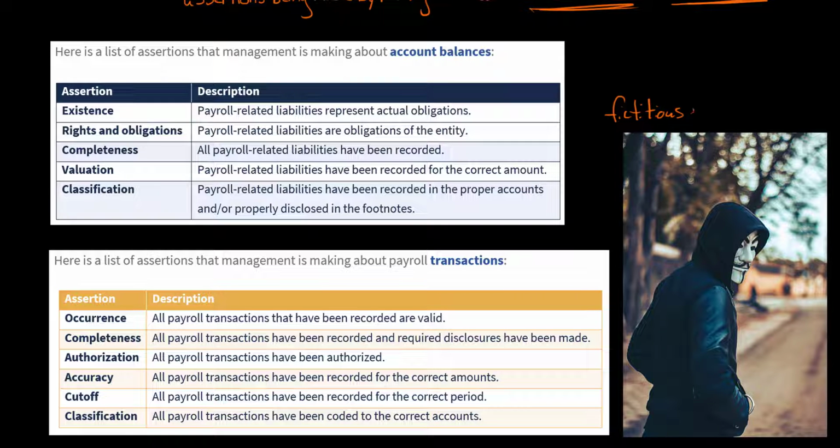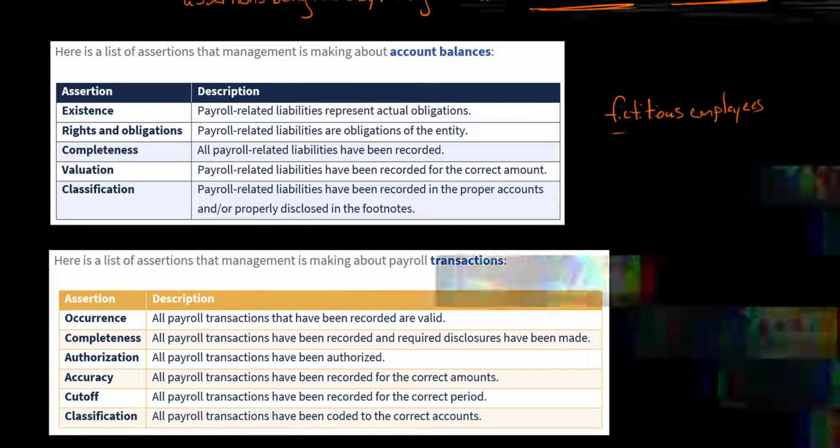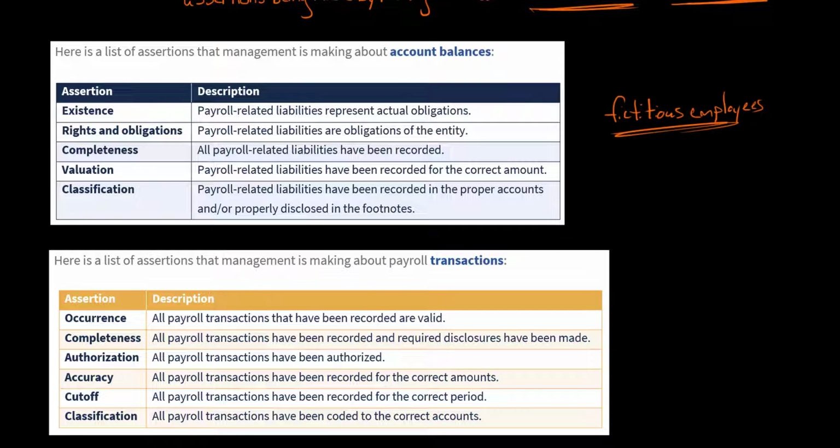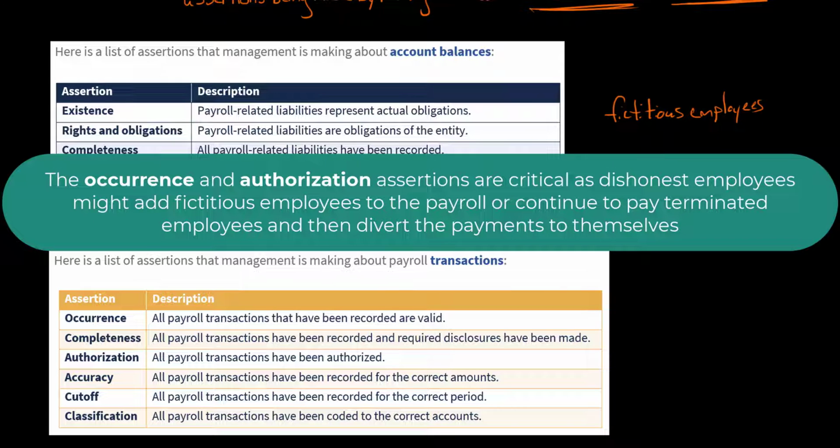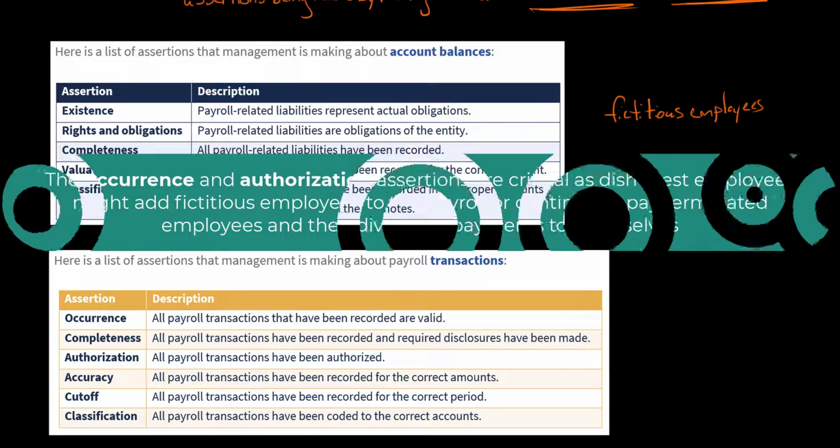Okay, and then the company didn't actually, that wasn't really a liability. Okay, so they had these fictitious employees. That actually gets into existence, that gets into rights and obligations. And also when we're talking about transactions, authorization. Was it properly authorized? Obviously the company wouldn't have given approval had they known this fictitious employee was added to payroll.